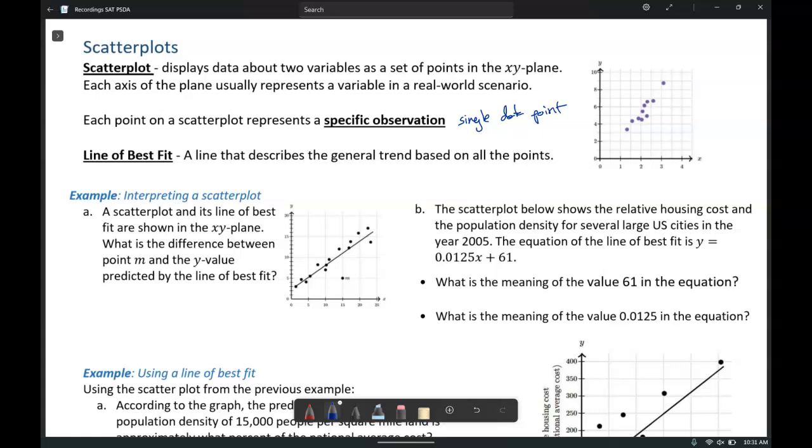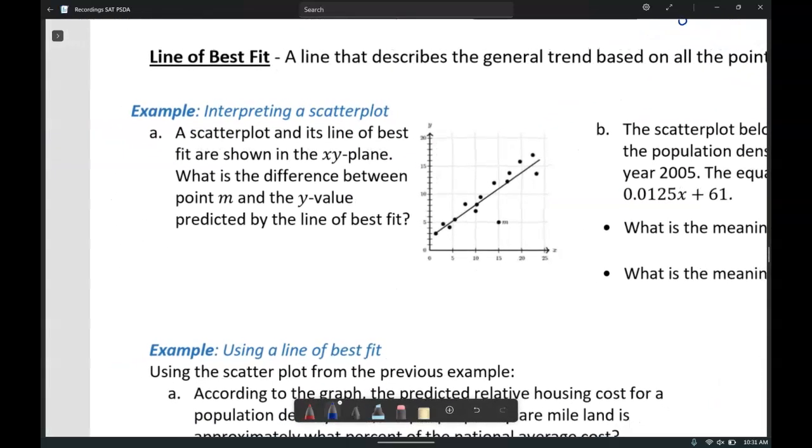When we're looking at scatter plots, we often use lines of best fit or regression lines that describe the general trend based on all points in an algebraic equation format. So let's take a look at interpreting some scatter plots. This scatter plot is shown with its line of best fit. What is the difference between the point M and the y value predicted?